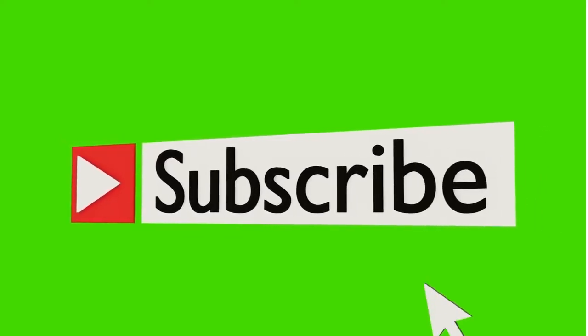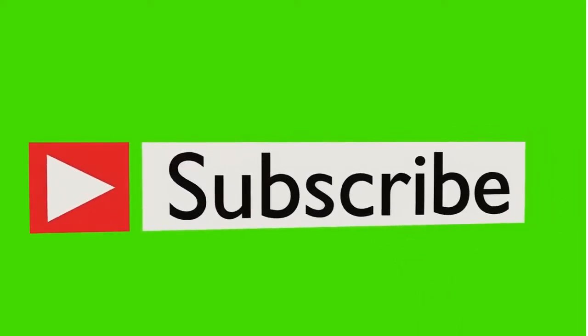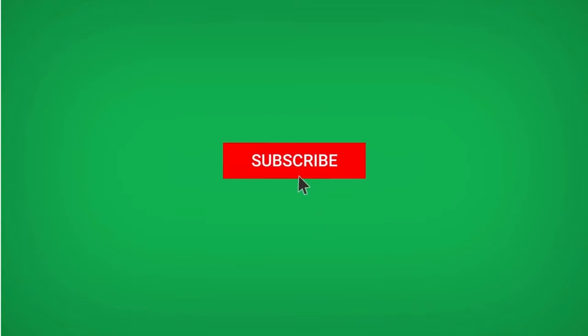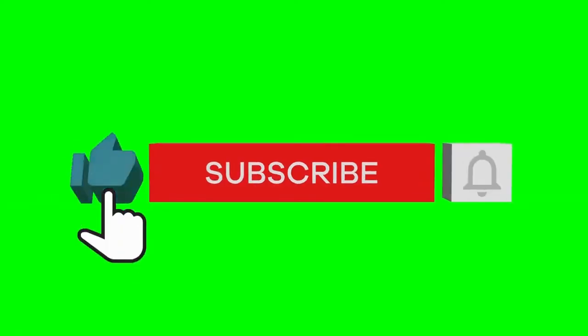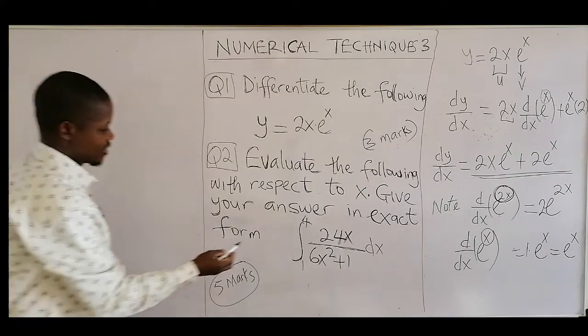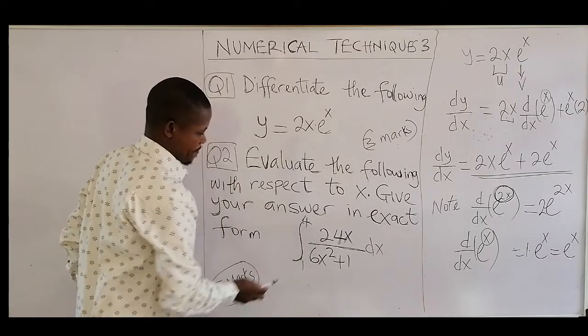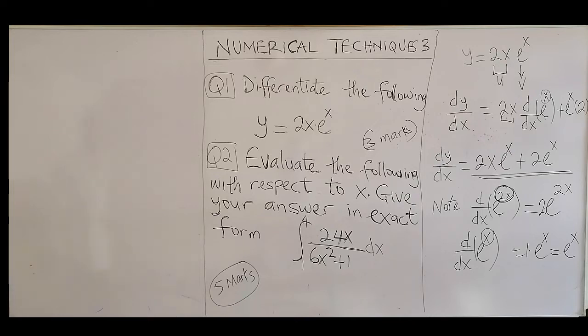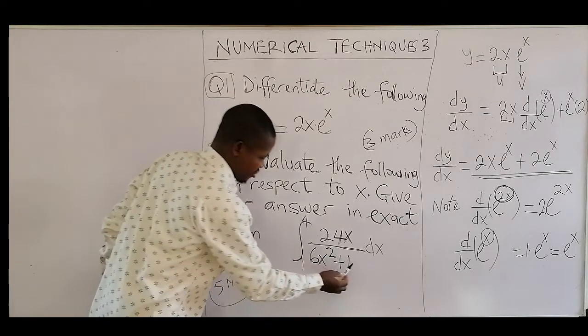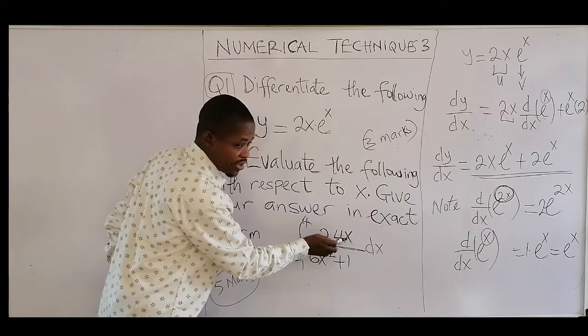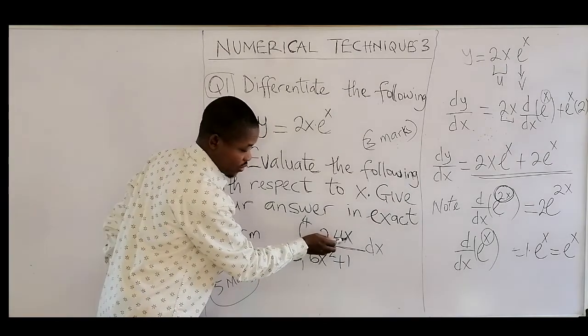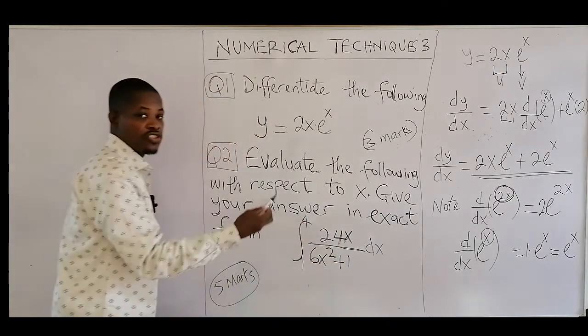Okay? So question 2. We are told to evaluate the following with respect to x. Give your answer in exact form. Okay? So if you look at this one now, this is a fraction, and this is a fraction. And I think the best way to do this is to use change of variable. And by the time you use your change of variable, you see something that will be similar to the variable here. This one will cancel out by the time you use your change of variable.